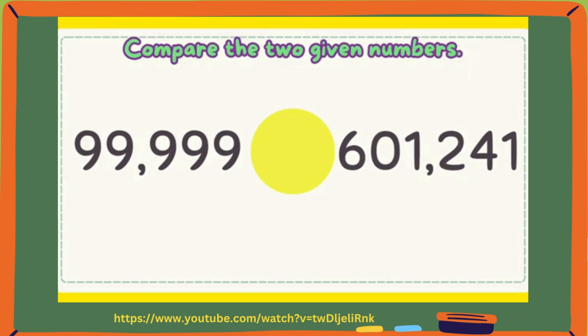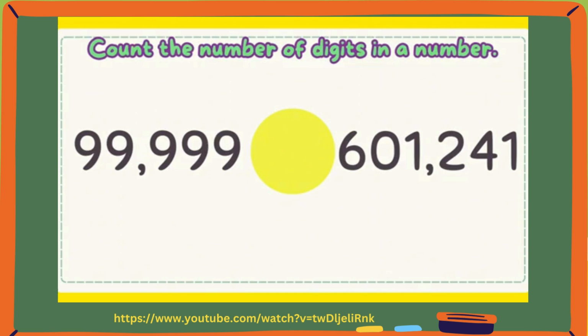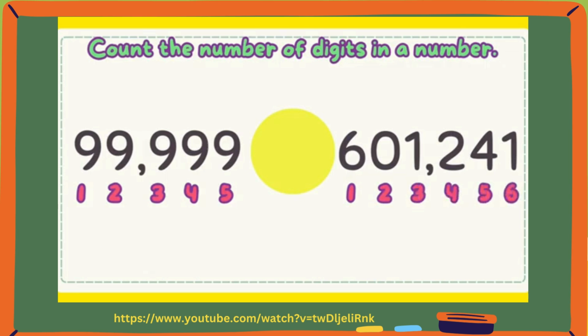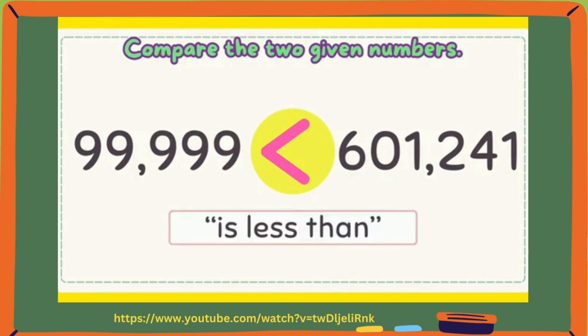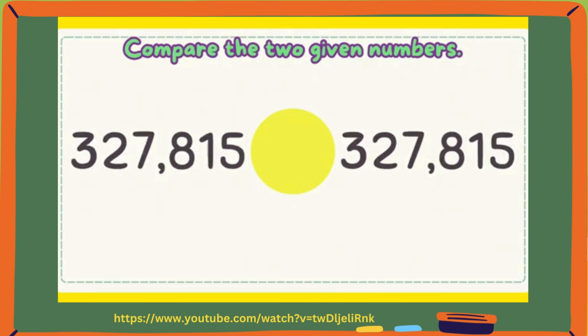Another set of numbers. Let's compare them. Let's count the number of digits in a number. So the first number has 1, 2, 3, 4, 5, 5 digits. And the second number has 1, 2, 3, 4, 5, 6, 6 digits. That means this is the greater one. So 99,999 is less than 601,241.